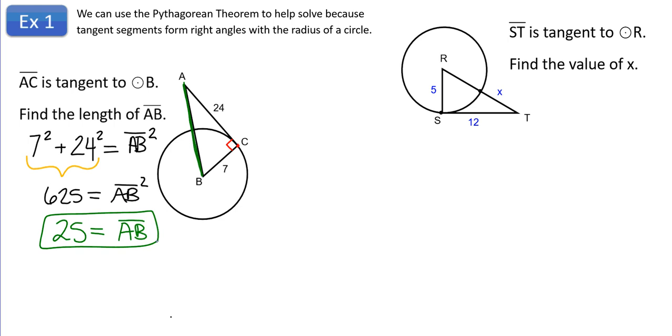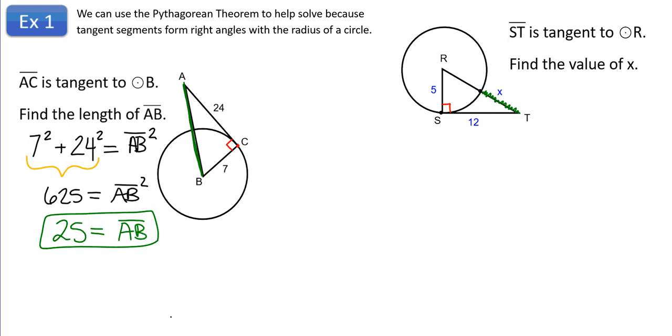Okay, so this next one is similar, but a little bit different. In this diagram, we have ST tangent to circle R. So we know we have a 90-degree angle right here, creating that right triangle. Our goal is to figure out the value of x. Well, x is not from R to T. It is not that entire hypotenuse. X is just this portion.